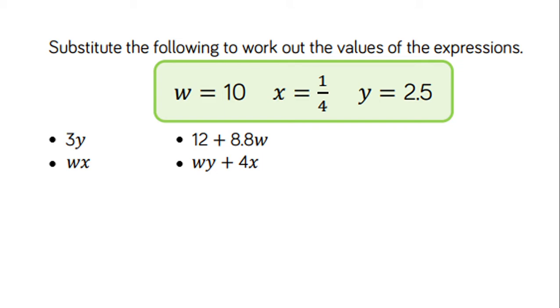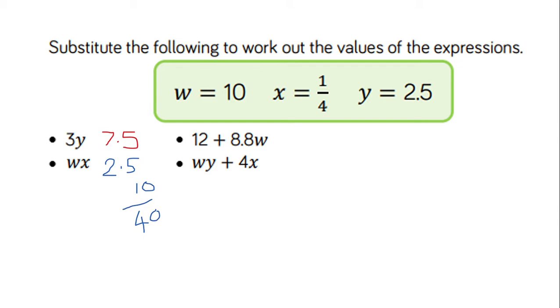So the first one, 3y. I know that means 3 times y, and 3 times 2.5 is 7.5. In the second example, wx, I'm going to substitute w for 10 and x for a quarter, and it's 10 times a quarter. You could write that as a decimal, which would be 2.5, or we could write that as 10/40ths if you were writing it as a fraction. Basically, it's still the equivalent fraction to a quarter.